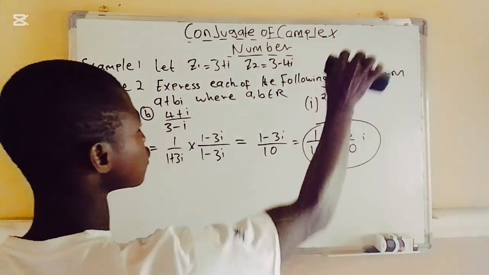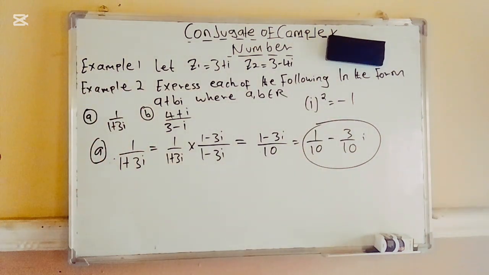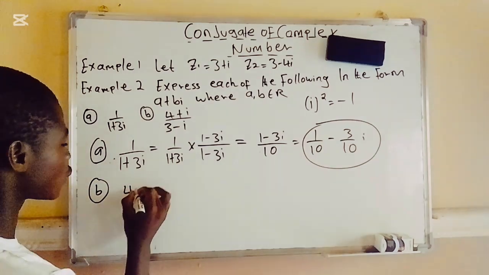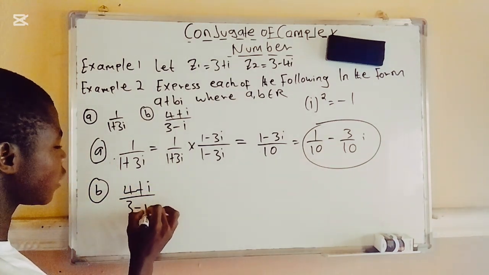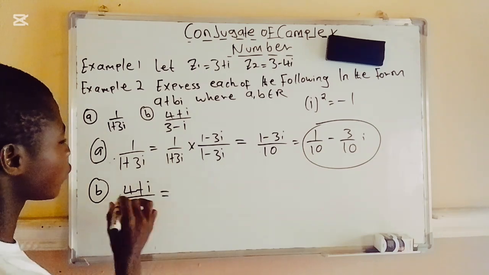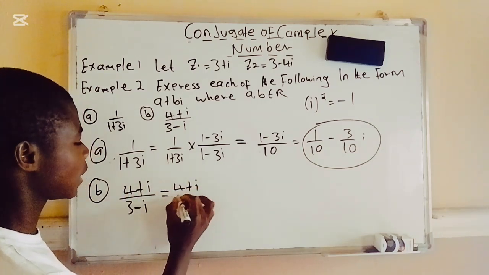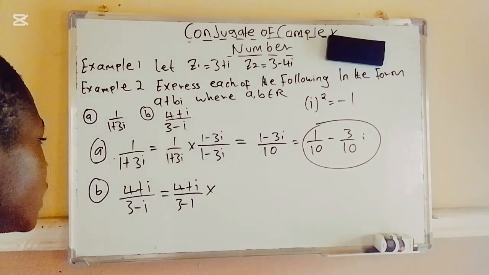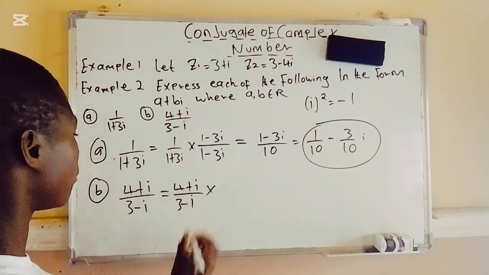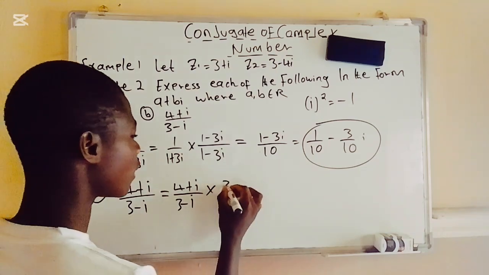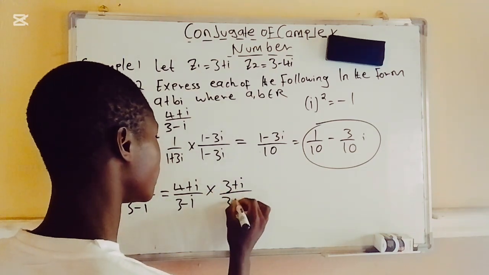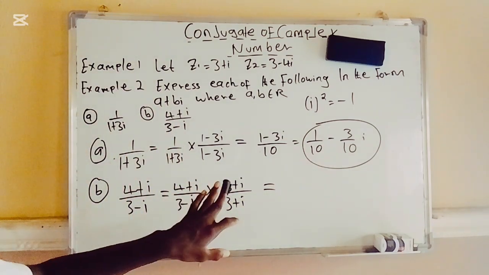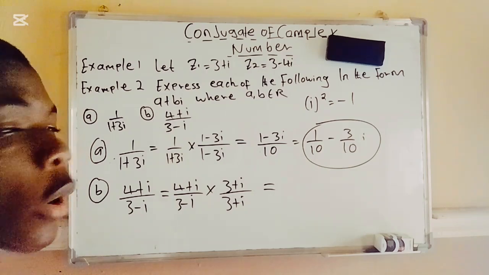In the second question, we are asked to express this in the form a plus bi, the same way. So b equals 4 plus i divided by 3 minus i. We have to multiply by the conjugate. The conjugate of 3 minus i is 3 plus i, so we multiply by 3 plus i divided by 3 plus i. So if we multiply 4 plus i by 3 plus i, what are we going to get?